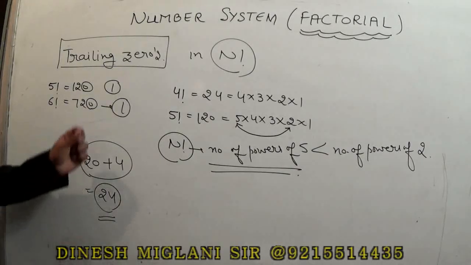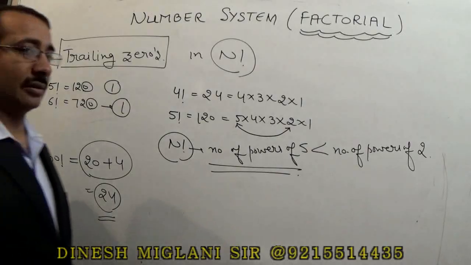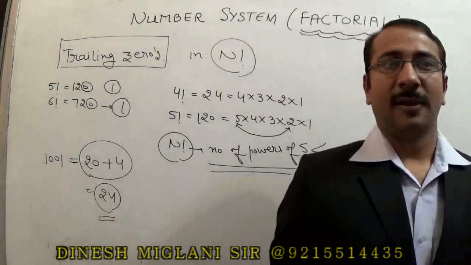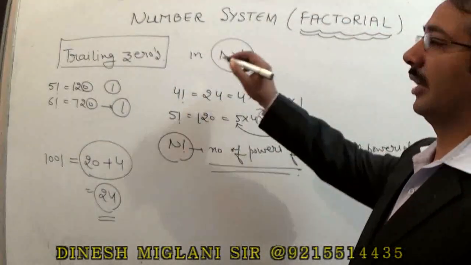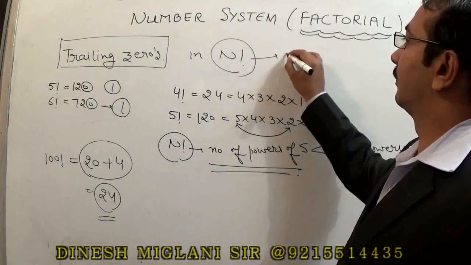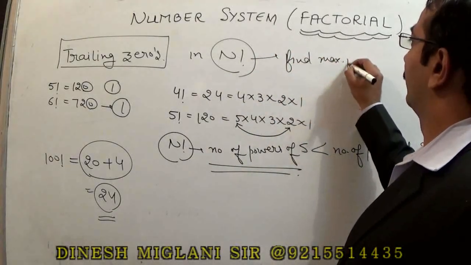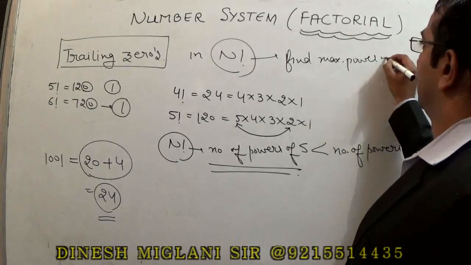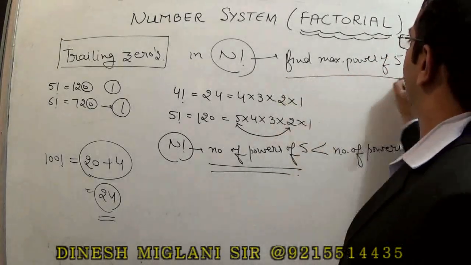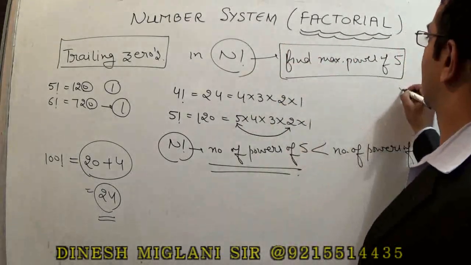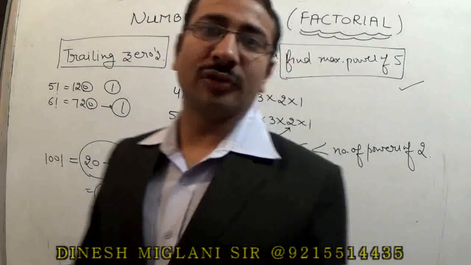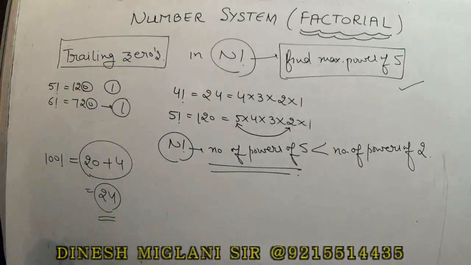It means in any statement where your number is n factorial, and in that if you have to find the trailing zeros, the answer is very simple. Find maximum powers of 5. Maximum power of 5 that divides n factorial exactly. That is the concept by which you are in a position to find the number of trailing zeros.